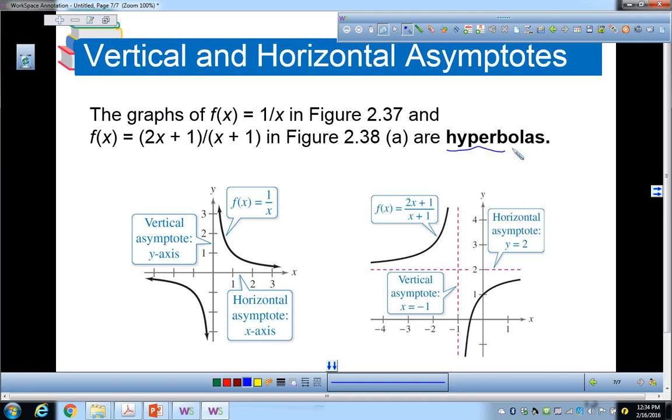As I mentioned before, or maybe I didn't mention this, these things are called hyperbolas.